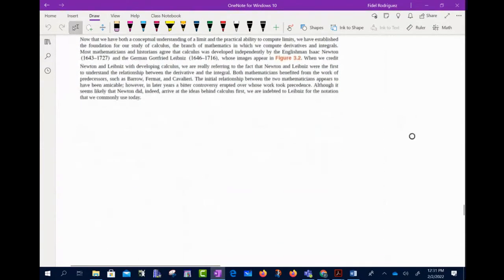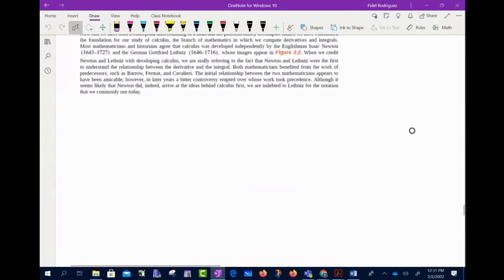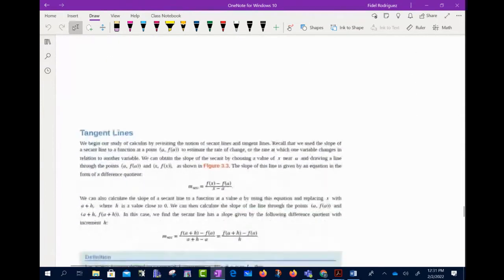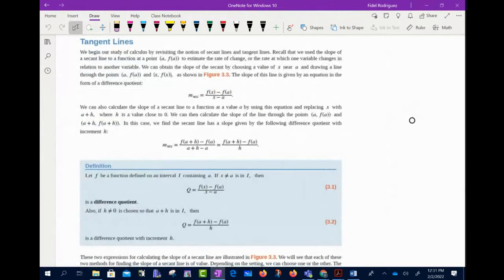So again, this is just a little bit of history here. You know, Isaac Newton, Leibniz, these were the guys who were kind of discovering all this business, but we're gonna bypass that, and we're gonna get into tangent lines, okay? So it says we're gonna talk about the notion of secant lines and tangent lines. So earlier in chapter 2, we talked about the slope of the secant line at a point a and f of a to estimate a rate of change, or the rate at which one variable changes in relation to another variable.